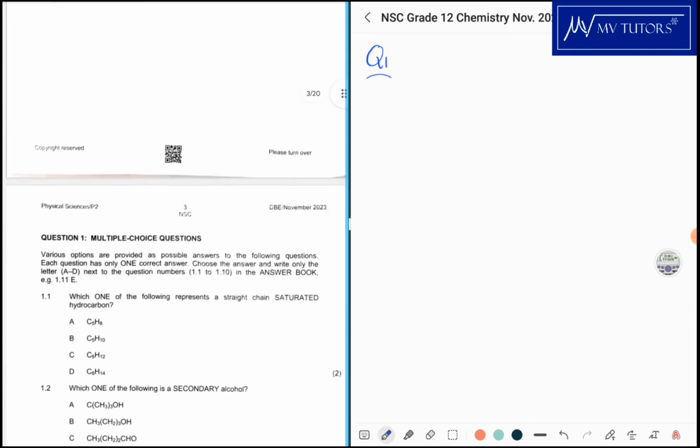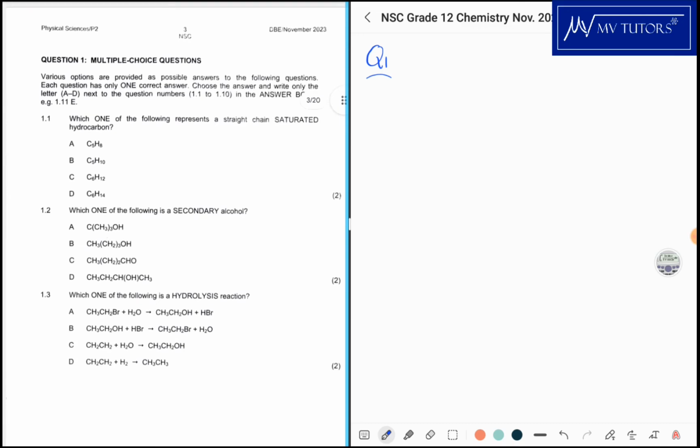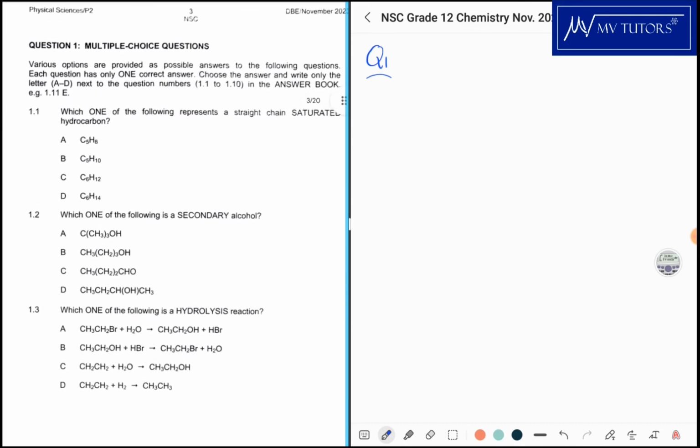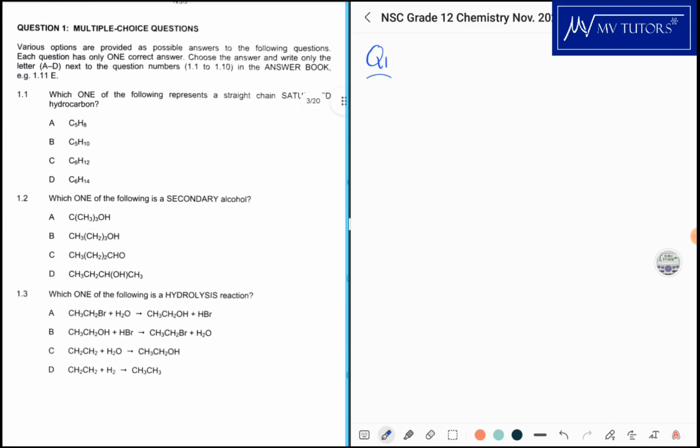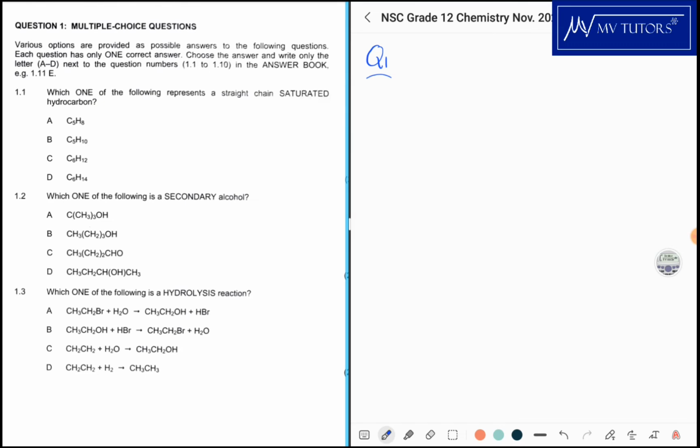I heard a lot of complaints about this paper. I think so far the maths paper went well, both papers. Yes, tricky questions here and there. Physics also not so bad, but chemistry. So I'm still to find out where the tricky parts were. So let's just do question 1.